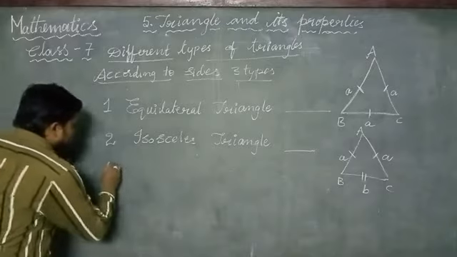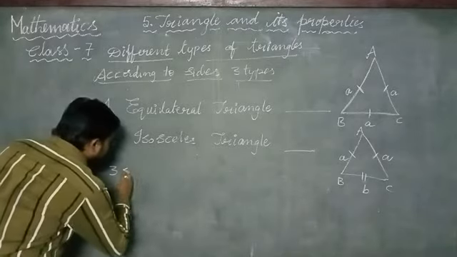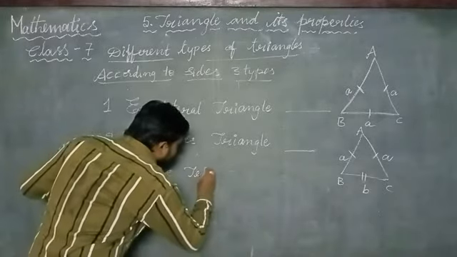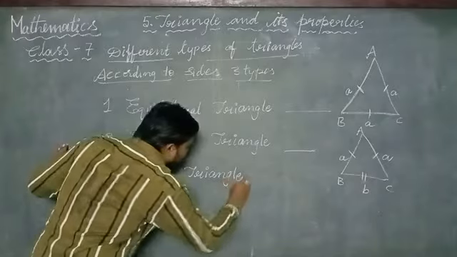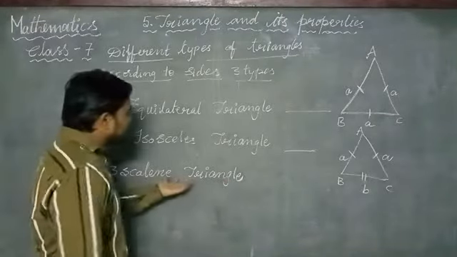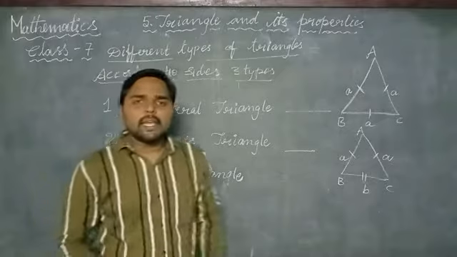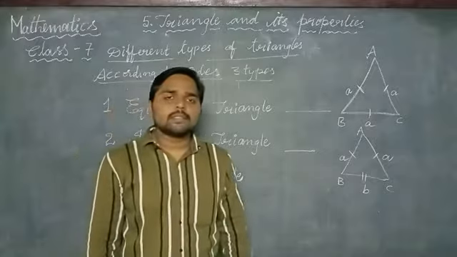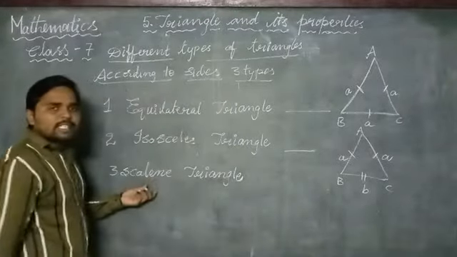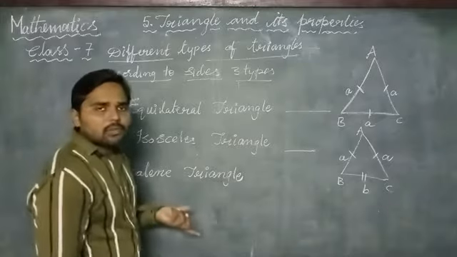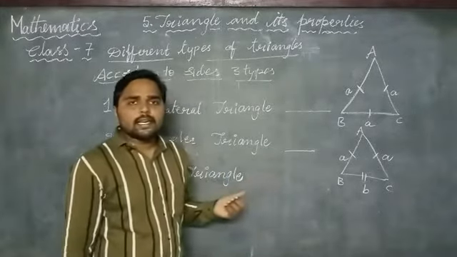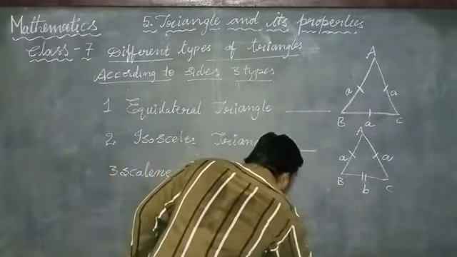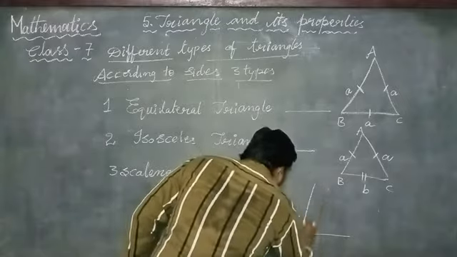Now let us see the scalene triangle. A scalene triangle means a triangle having three unequal lengths of sides. A triangle which has three unequal lengths of sides will be treated as a scalene triangle. Now let us see the diagrammatical representation of the scalene triangle.